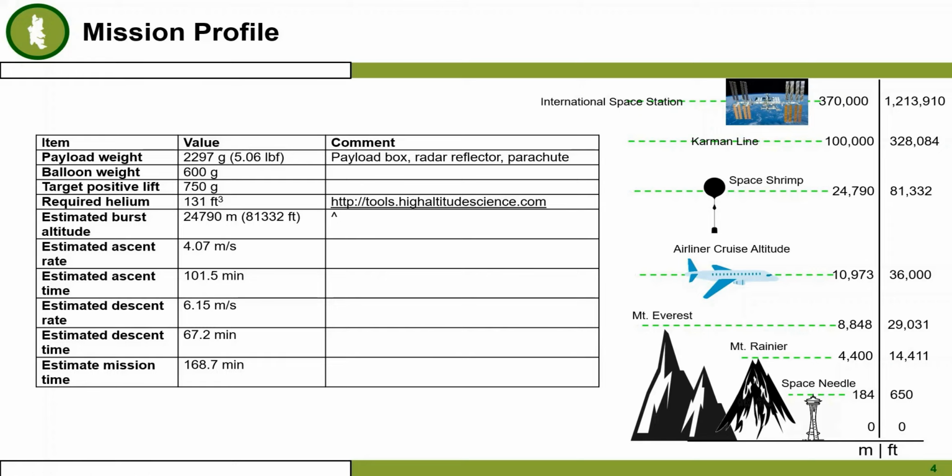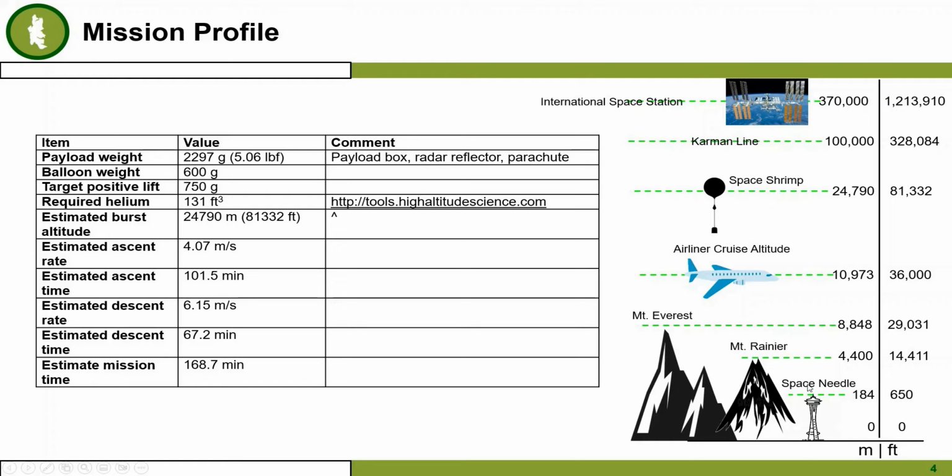Now, given the parachute that we're using, we also were able to estimate a descent rate. Based on the parachute manufacturer's estimated parameters, we estimate it's going to fall at about this speed and take over an hour to fall down from burst altitude. So this is what our total mission time is going to be from launch to recovery, a significant non-trivial amount of time. We're talking almost 3 hours here.